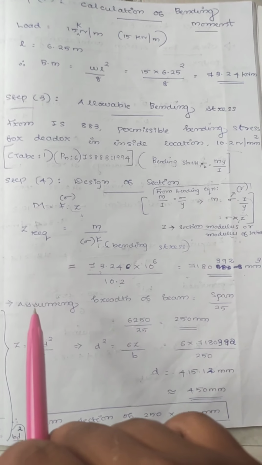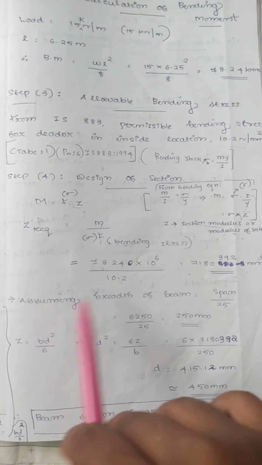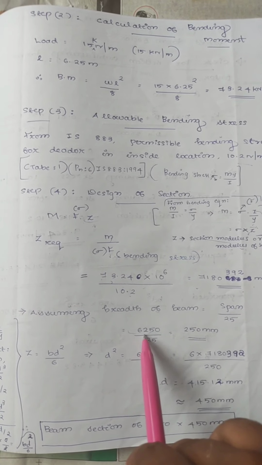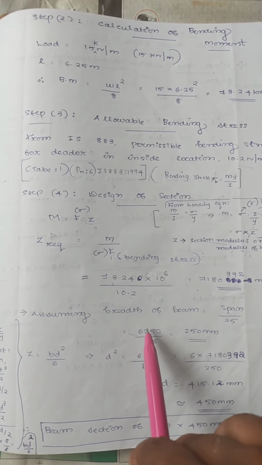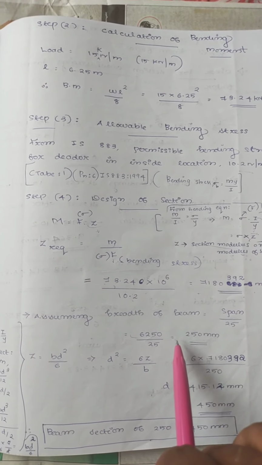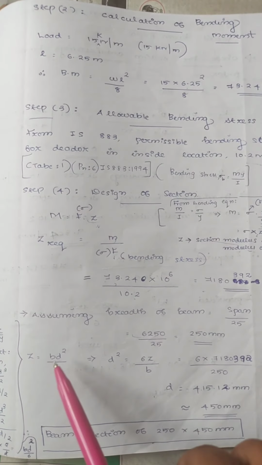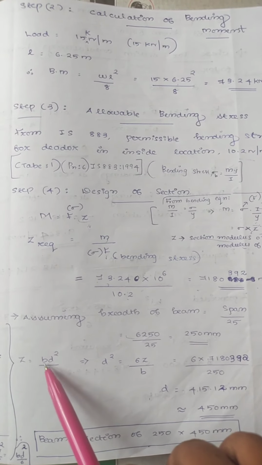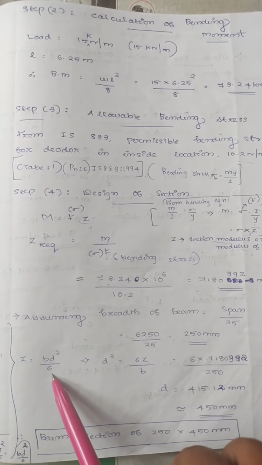Next, we are assuming the breadth of the beam as span by 25. So the effective span is 6.25 meter. When we convert it into mm, it will be 6250 divided by 25, that is equal to 250 mm. Okay, then the equation for section modulus Z is equal to BD square by 6.